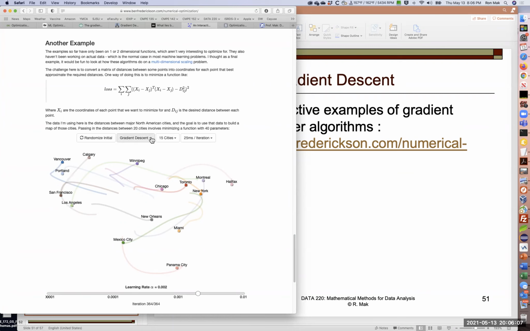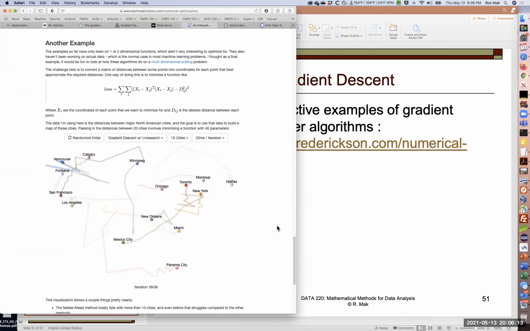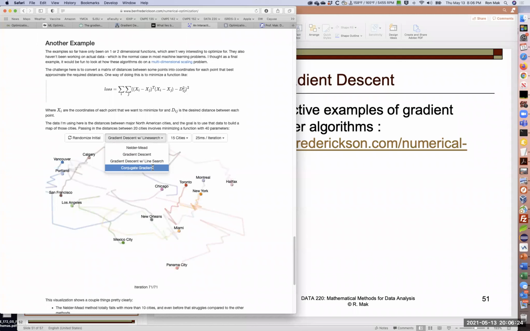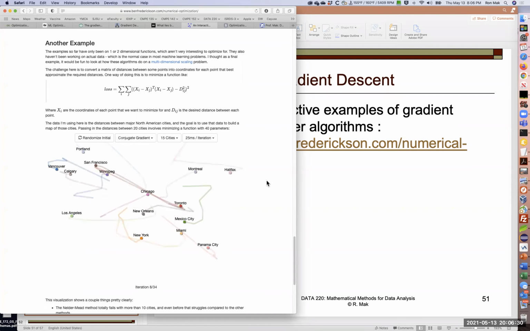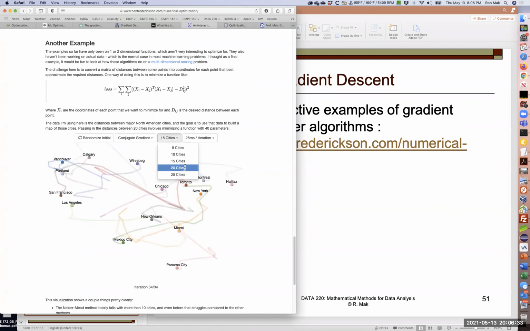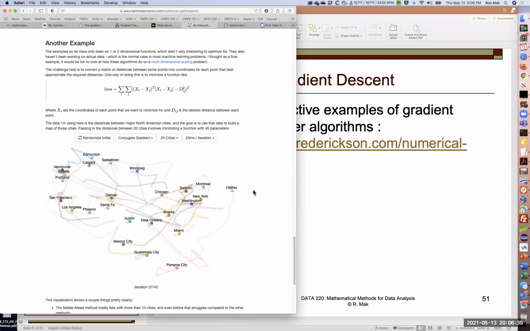Now that's gradient descent. Okay, now there is a variation of gradient descent, and oh wow, that one seems to have worked a lot faster. Okay, but you can see there was some zigzagging here. And then the last one, conjugate gradient, seems to be the fastest. Just zip and everything's there. Okay. Let's really go whole hog here. How about 25 cities? Boy, it put those in place really quickly.